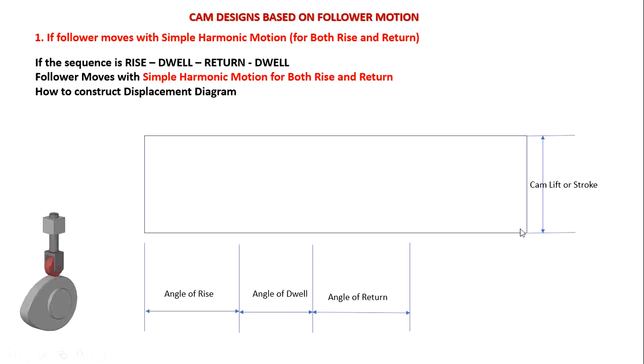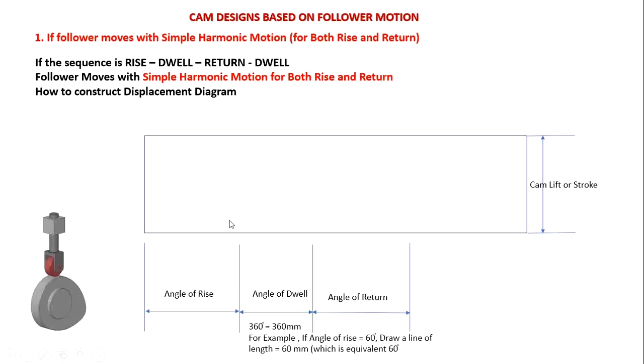We have to split this rectangle into angle of rise, angle of dwell and angle of return. All these are equivalent to a length. Instead of degrees, we are converting linearly into a length and separating it like this. We draw a line. This box represents the angle of rise, this one represents the angle of dwell and this one represents the angle of return.